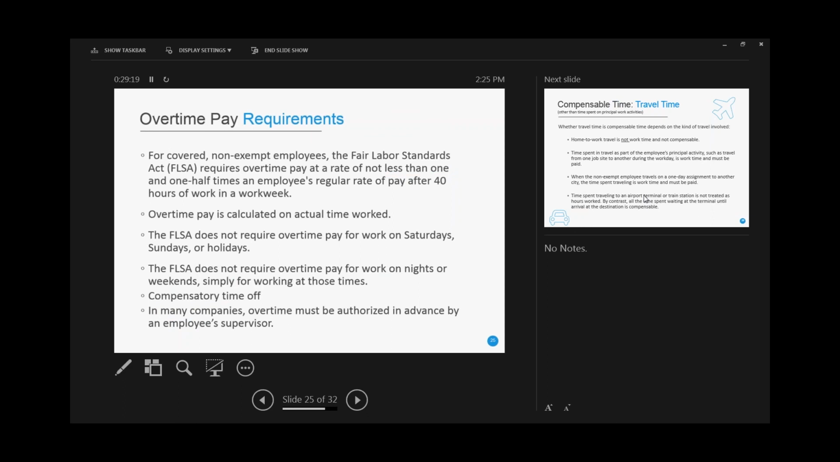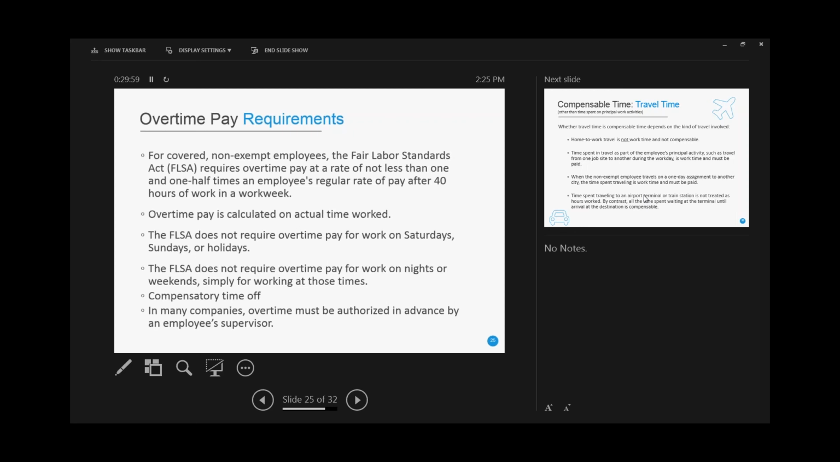So overtime pay requirements. For covered non-exempt employees, the Fair Labor Standards Act requires overtime pay at a rate of not less than 1.5 times the employee's regular pay rate after 40 hours in a work week. And remember that there are some states that have different overtime laws, so please be sure to check your state. If you're a client of BeyondPay, you're certainly welcome to call us, and one of our HR professionals will get you that information for your state. Overtime pay is calculated on actual time worked, and you are not required to count paid time off as hours worked for overtime.